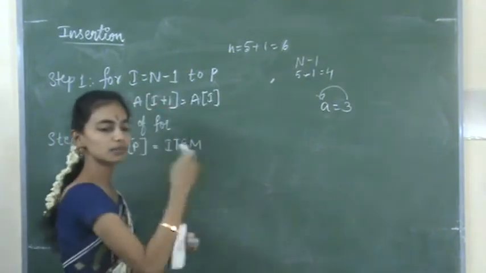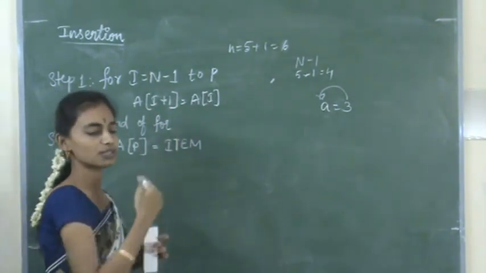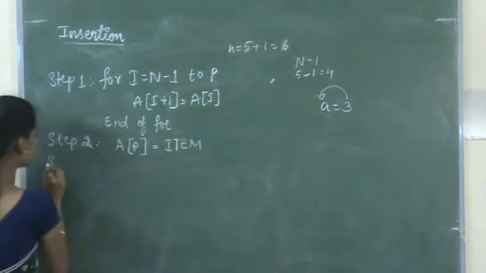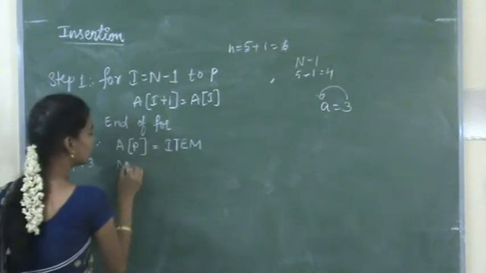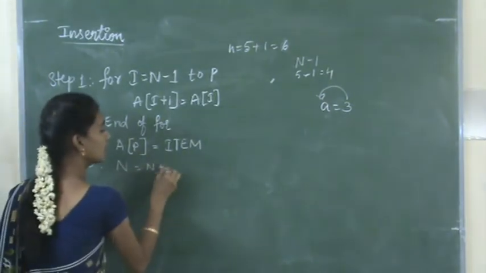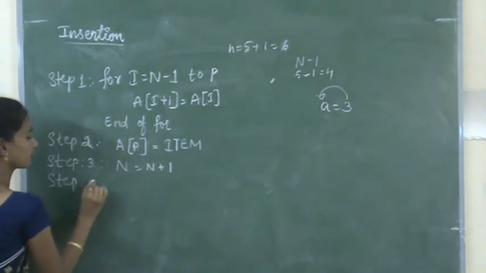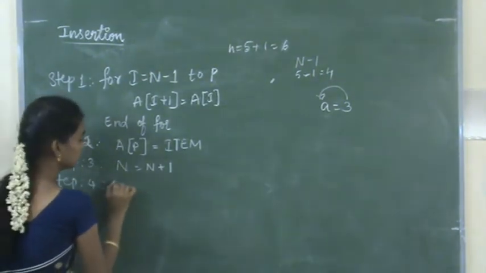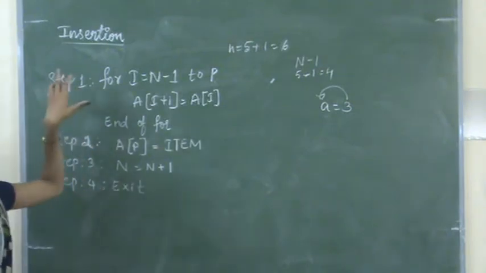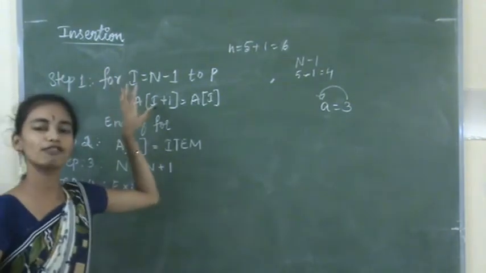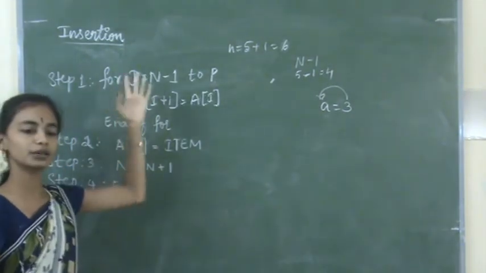Now the array size becomes more than the previous one, right? So now the next step is n equals n plus 1. The last step is exit. So this is the insertion algorithm, inserting an element into an array.